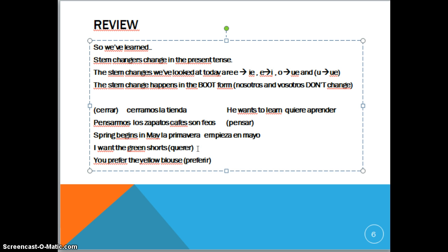I want the green shorts. Well, to want is querer. I change the E to an IE, and add an O for yo. Quiero los pantalones cortos verdes. You prefer the yellow blouse.